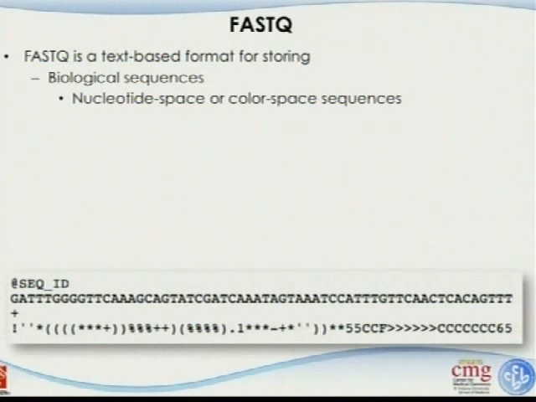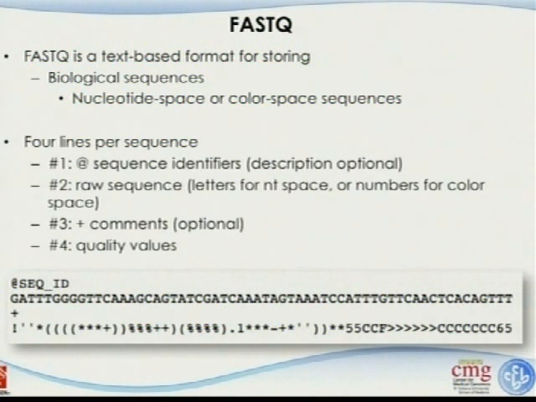Okay. So first, we will go through what a FASTQ file is. All right. A FASTQ file is a text-based format for storing biological sequences. All your raw data are FASTQ files, so keep in mind, this is where your analysis really starts. And it can be nucleotide space or color space. Okay, what it gives you is four lines. The first line is the sequence identifier. It's just an identifier. It tells you a lot of information you may or may not need. And the second one is the meat, which is the nucleotide sequence, okay?